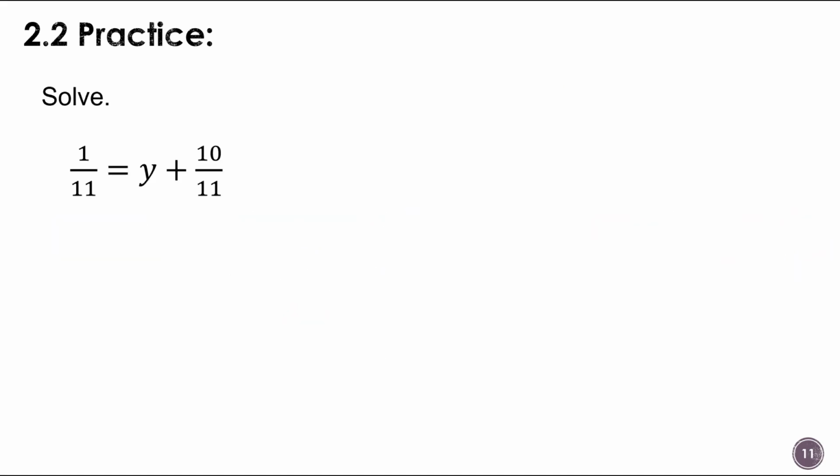Okay, so to solve this equation, we're going to subtract 10/11ths on both sides, minus 10/11ths, minus 10/11ths, and then 1 minus 10 is negative 9/11ths. And now you can put the negative here, or you can put it right in front of the fraction bar. And you get y equals negative 9/11ths.